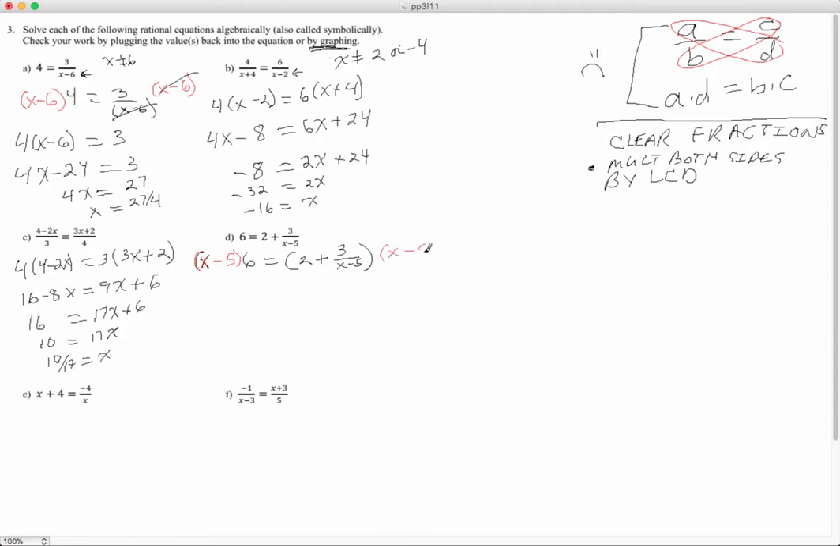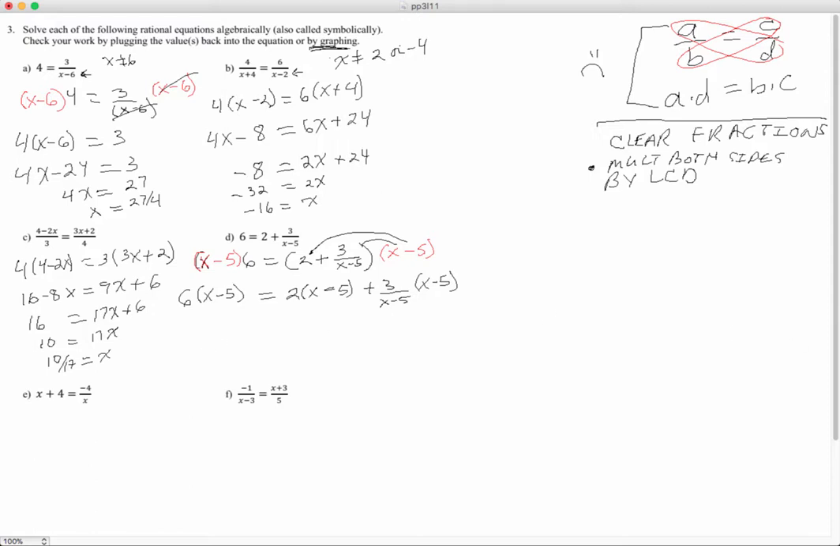Now, really important that you put those black parentheses over here, because now you'll notice that I have to distribute that x minus 5. One copy of it's going to go there, and another copy of it's going to go to the 2. So over here on the left-hand side, a little bit simpler world, that's just going to be 6 times x minus 5. But over here on the right-hand side, now I've got 2 times x minus 5 plus 3 over x minus 5 times x minus 5. I simply distributed that x minus 5 to each term on the right-hand side.